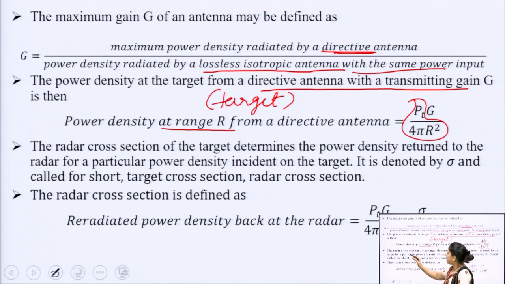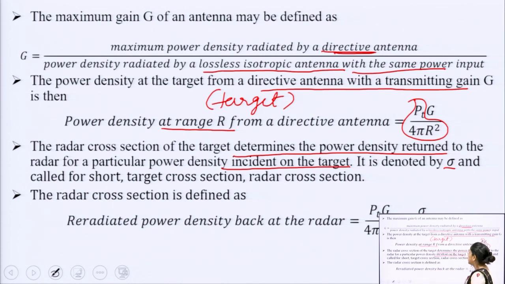Now, the radar cross section. Here we have the power density at a range R from the directive antenna, which is exactly the place of our target. The radar cross section of the target determines the power density returned to the radar for a particular power density incident on the target. It is denoted by sigma and is called the target cross section, or the radar cross section.